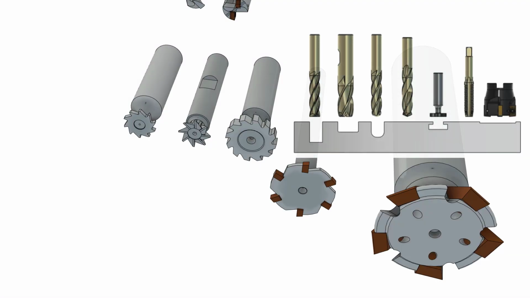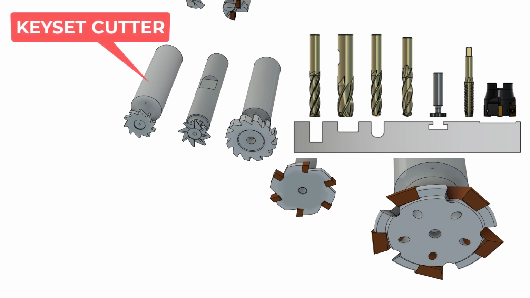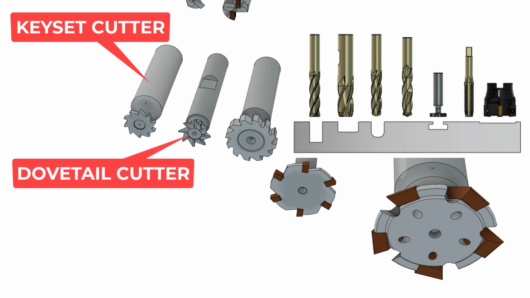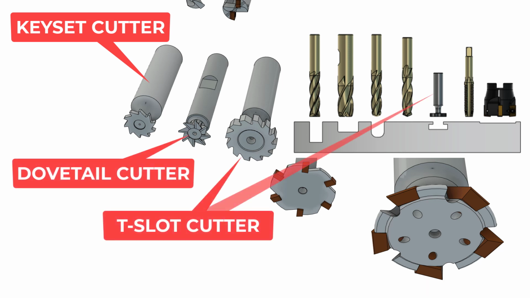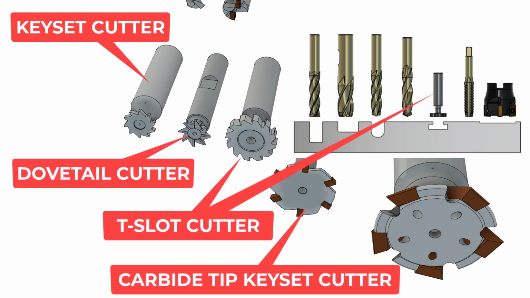Various other cutters are used for milling of slots and keyways, including some with carbide tips. They are KEYSET cutters, dovetail cutters, and T-slot cutters. Each can produce features usually needed to contain moving or rotating parts.